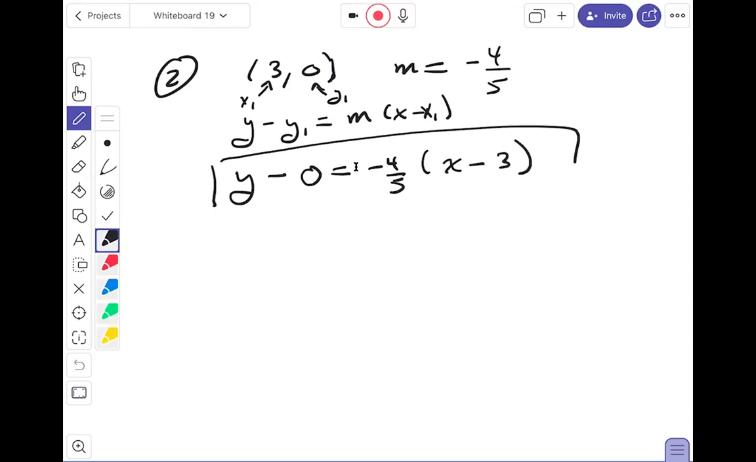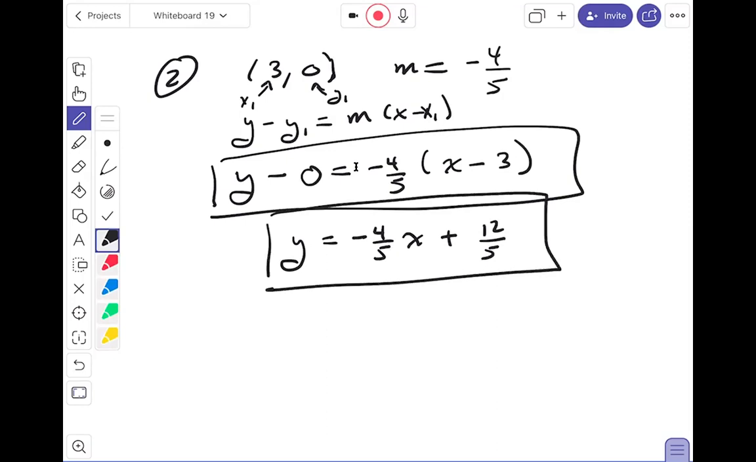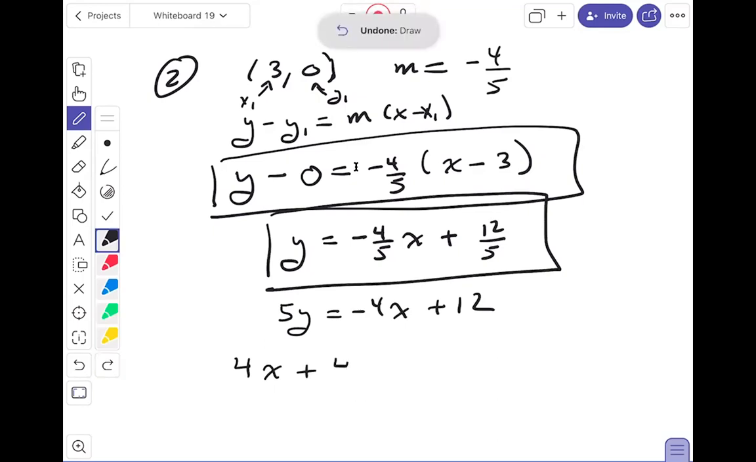That's a fine looking answer. I'm going to simplify it a tiny little bit. Y equals minus 4/5 of an X plus 12/5. All right, I'm going to simplify it again. Multiply both sides by 5. 5y equals minus 4x plus 12. I'm going to add 4x to both sides. 4x plus 5, whoops, made a mistake, plus 5y is equal to 12.